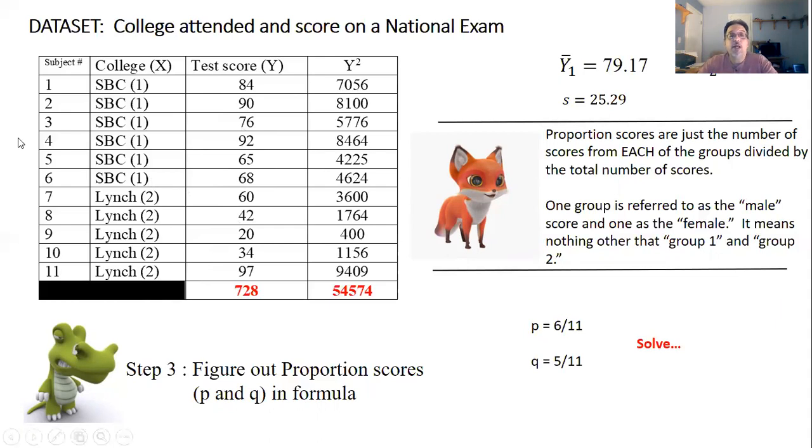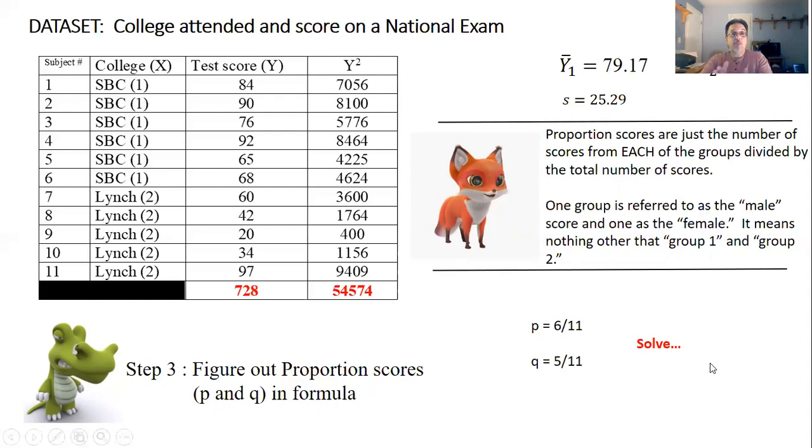So to get a simple proportion, the number who meet the qualification of being group 1, which is how many Sweetbriar students are there. There are a total of 6 Sweetbriar students out of a total of 11 scores. So for our first one, for P, 6 Sweetbriar students out of a total of 11 scores. 6 divided by 11 gives us our value of P. Q is the proportion of the other group. We have 5 people who come from Lynchburg College, 5 scores out of 11 total scores. So Q is 5 divided by 11. Okay, so 6 by 11 gives us our P score, 5 by 11 gives us our Q score.